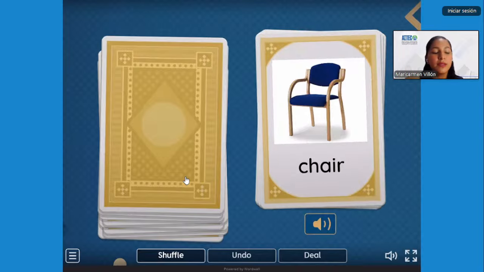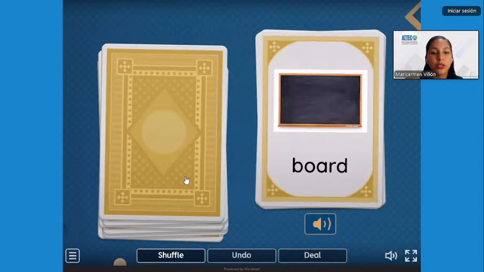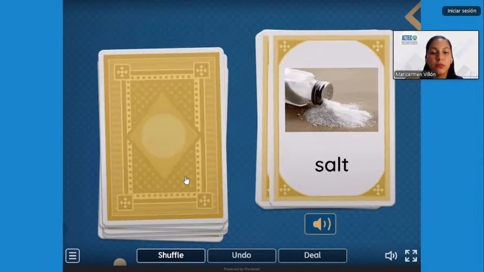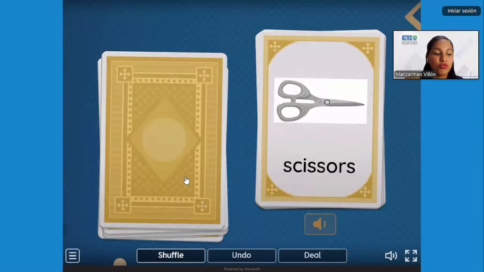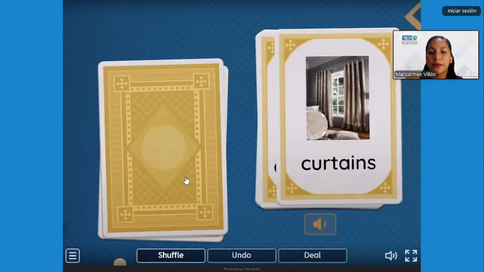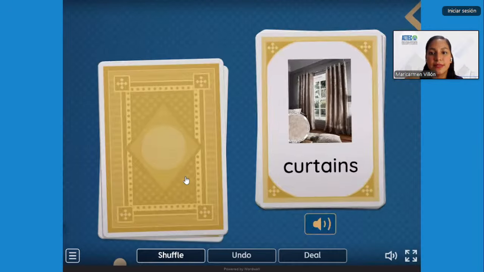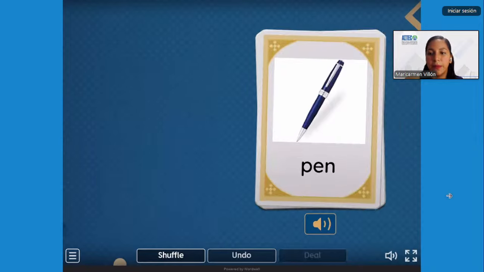Chair. This is a chair. Window. Miss Mari Carmen practices with you. Board. Salt. Scissors. Dictionary. Hi, Demi. Curtains. Box. Pen.